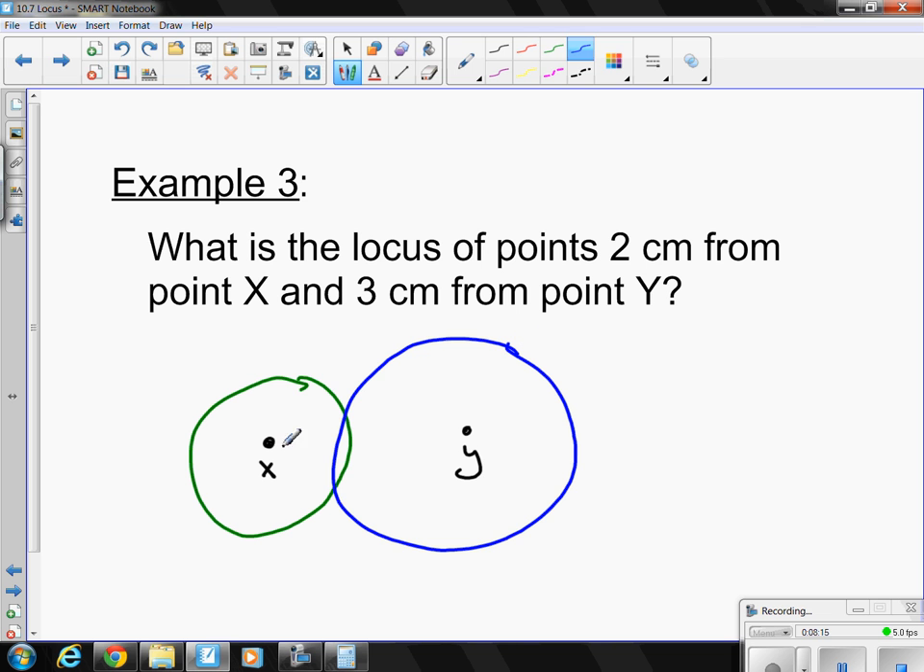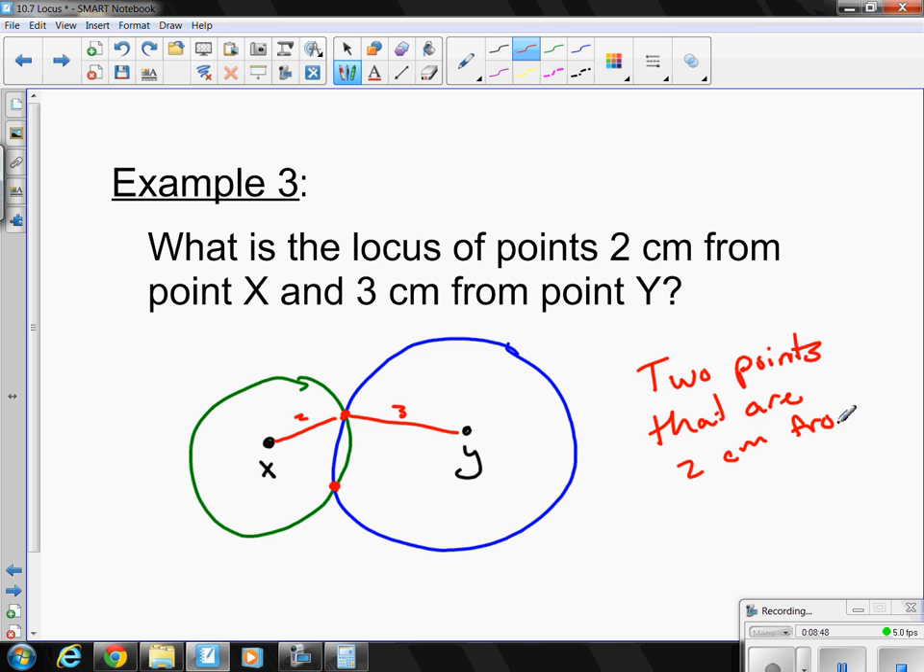What are the locus of points that are both 2 centimeters and 3 centimeters? Okay, this is 2 centimeters away. This is 3 centimeters away. Also, this point is also 2 centimeters away and 3 centimeters away. So it's going to be 2 points that are 2 centimeters from X and 3 centimeters from Y.